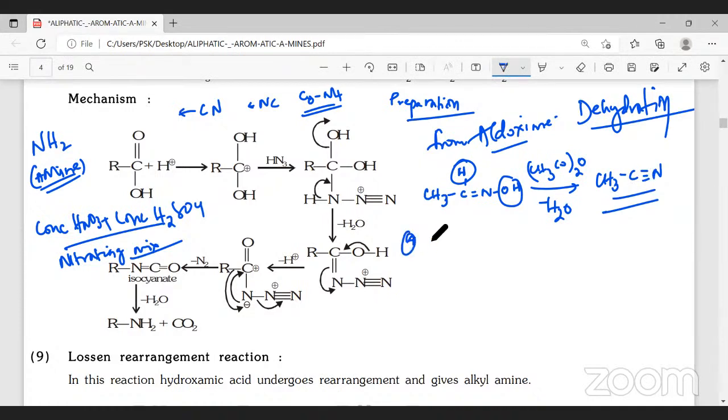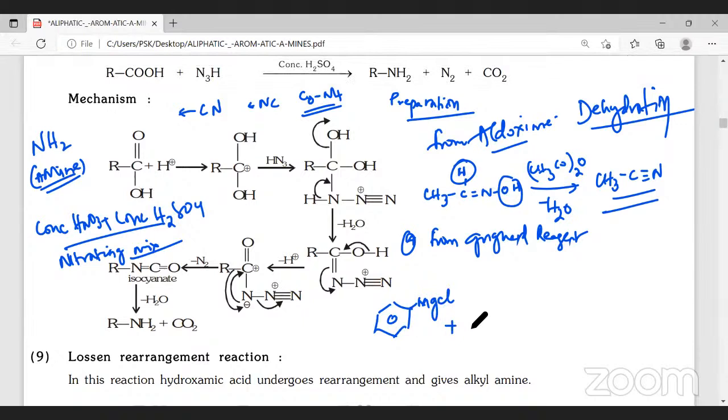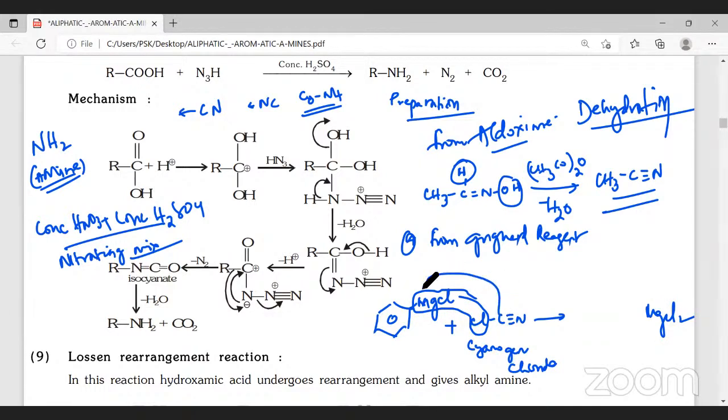The fourth method of preparing is from Grignard reagent. Now, for Grignard reagent, as an example, we will take a benzene ring. We have Mg, we have Cl. Phenyl magnesium chloride. When this phenyl magnesium chloride is heated with cyanogen chloride, which is ClCN, what happens now? This Mg and Cl get eliminated as MgCl2. In place of this MgCl, what goes? Cyanide goes. So we have a benzene ring and you have CN.